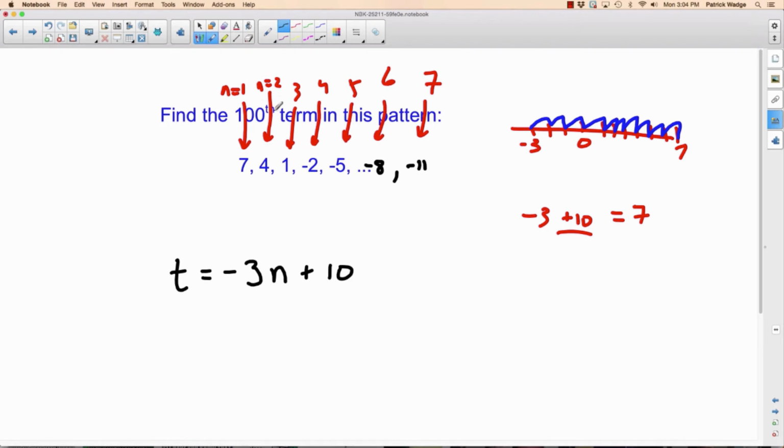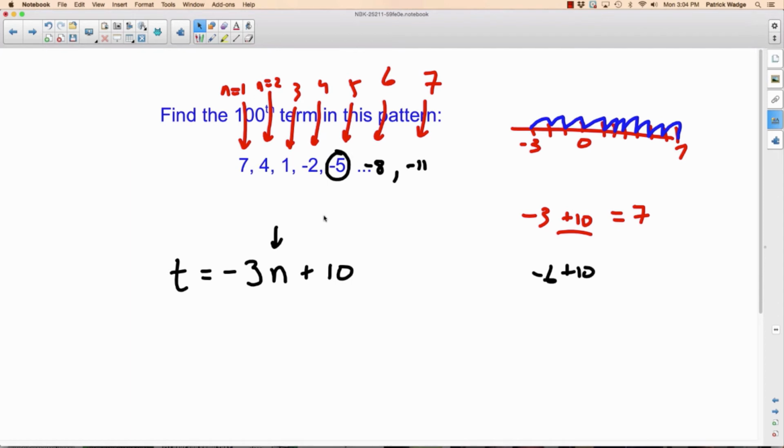So let's try this one right here. So this is the second term. We would plug 2 right in here and see what happens. -3 times 2 is -6, and if I add on my 10, -6 plus 10 is 4. Yes, got it. Let's skip ahead a bit.